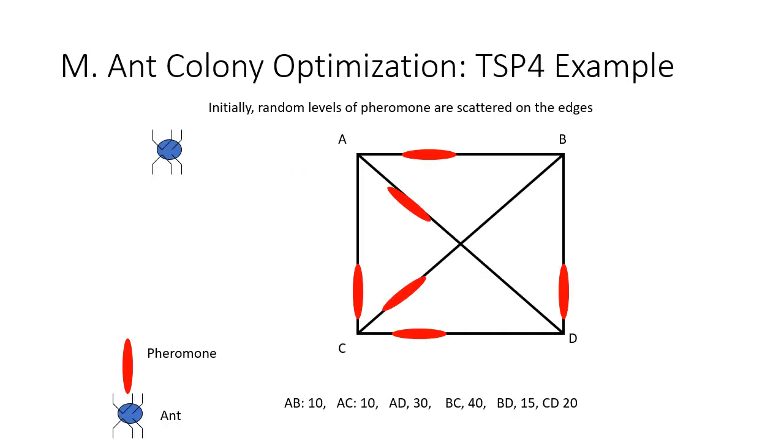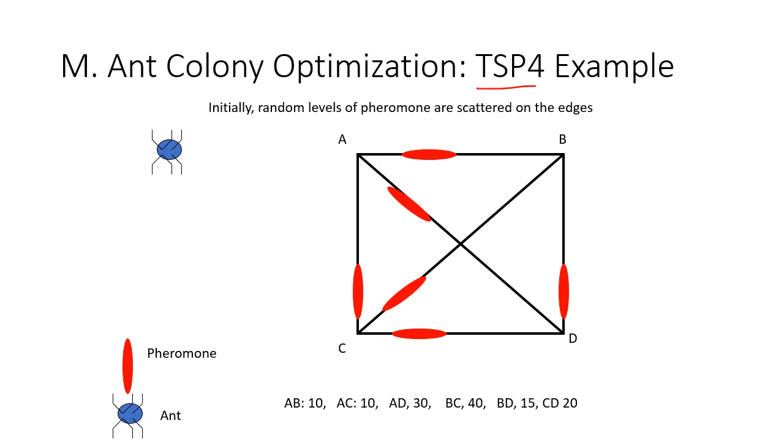Let's look at this traveling salesman problem with 4 cities example, or TSP4. From each city, it is possible to travel to all other cities with varying distances. The ultimate mission is to find the shortest path that a particular agent can use, in which it will go through all the cities and go back to the starting city, and we are finding the shortest path. Initially, random levels of pheromones are scattered on the edges.